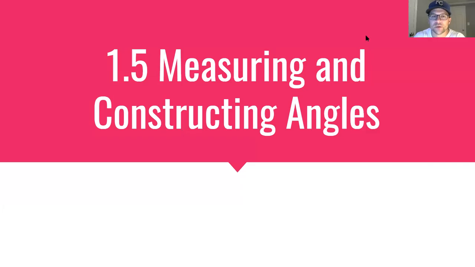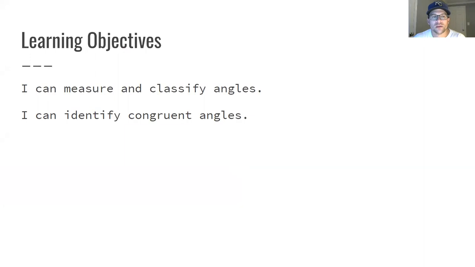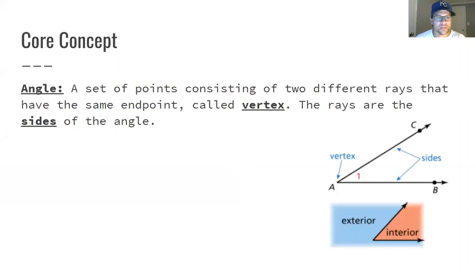All right, this is a video tutorial for the Big Ideas Geometry textbook, section 1.5, Measuring and Constructing Angles. The two learning objectives for this section are that you can measure and classify angles, and that you can identify congruent angles. So one major core concept that we're going to be talking about today are angles.